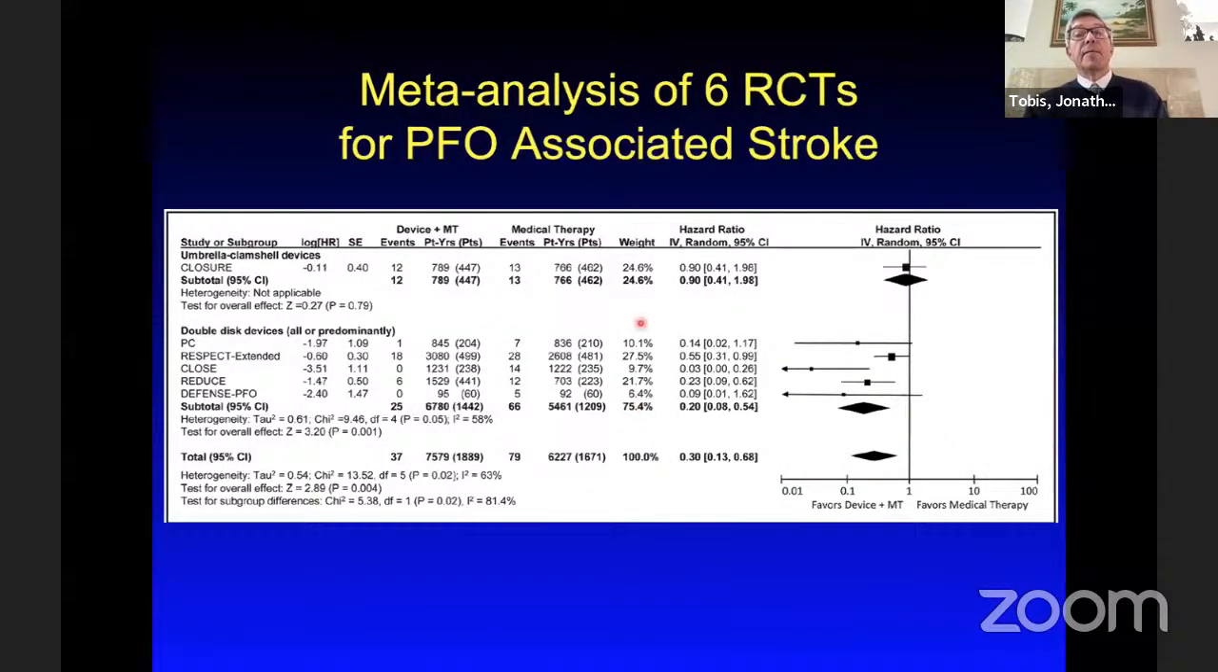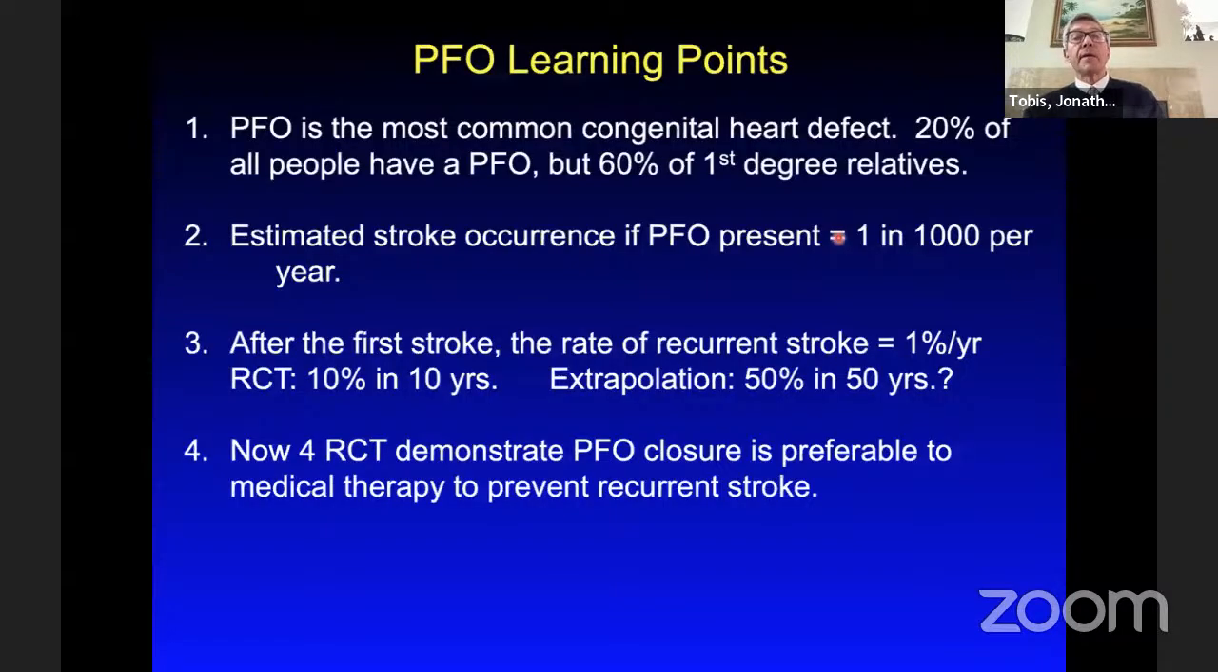There have been multiple randomized clinical trials showing that closure is preferable to medical therapy, so I won't go into those. I think it's pretty generally accepted that PFO closure is the right thing to do if you make a diagnosis of cryptogenic stroke due to a PFO. And we'll talk a little about the neurology perspective on this.